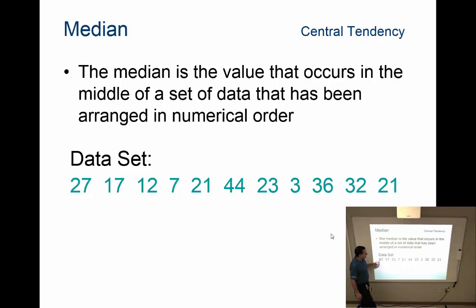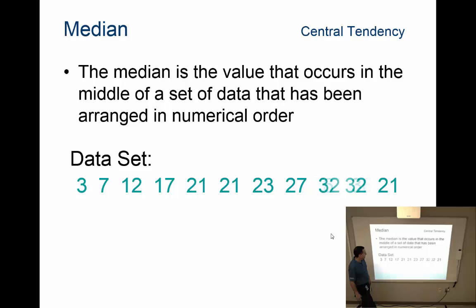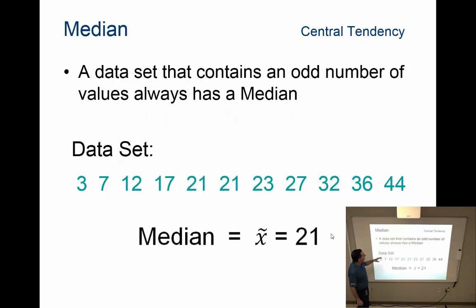If this is the data set, the first thing I need to do is arrange it in numerical order from smallest to largest. And then I'm looking for the number that falls directly in the center. Because this data set is odd, I have an odd number of data values, the median is going to be in the middle of that set. Looking at here, it's 21, meaning that there are 5 data points to the left and 5 data points to the right. So the median is the one directly in the center.